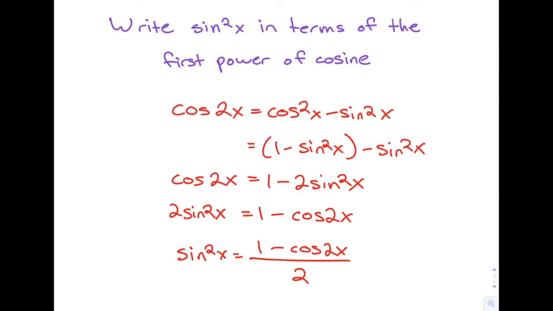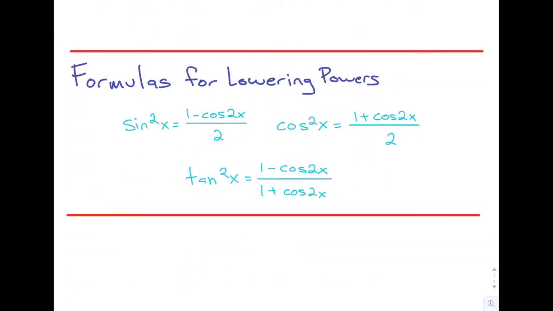And we have other relevant and similarly derived formulas like these. These are called the formulas for lowering powers. And you can see why they're called that. We start with a sine squared and we end up with a cosine to the first power of 2x, and similarly cosine squared ends up with cosine to the first. So we know that sine squared x equals 1 minus cosine 2x over 2. Cosine squared x equals 1 plus cosine 2x over 2. And then tangent squared x, since that's just sine squared x over cosine squared x, gives us 1 minus cosine 2x over 1 plus cosine 2x.